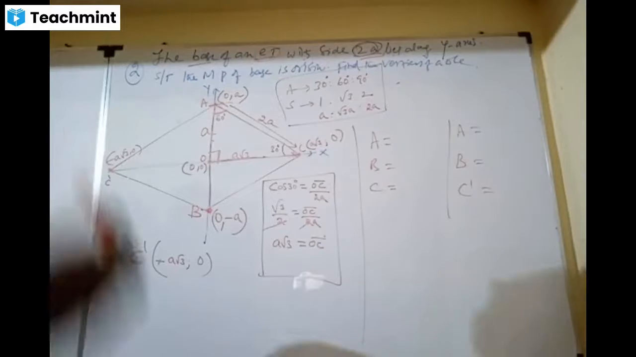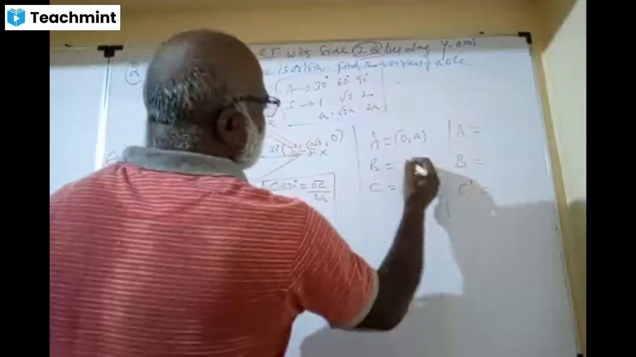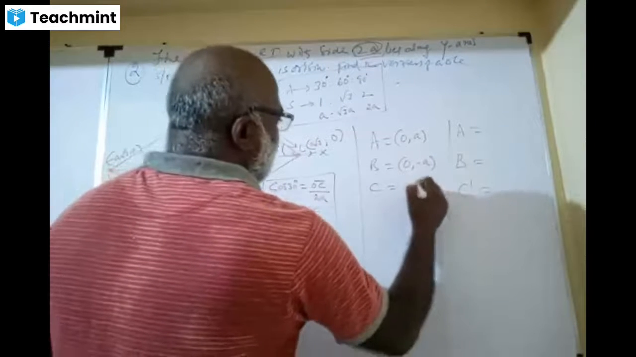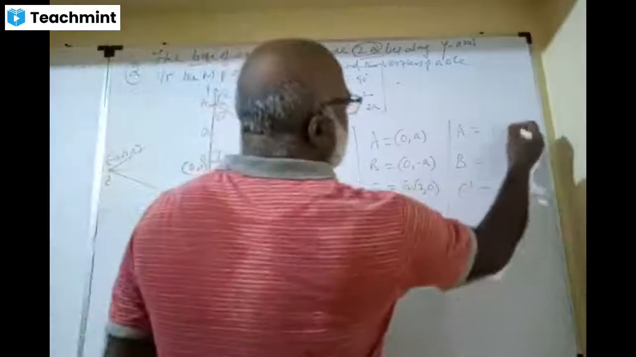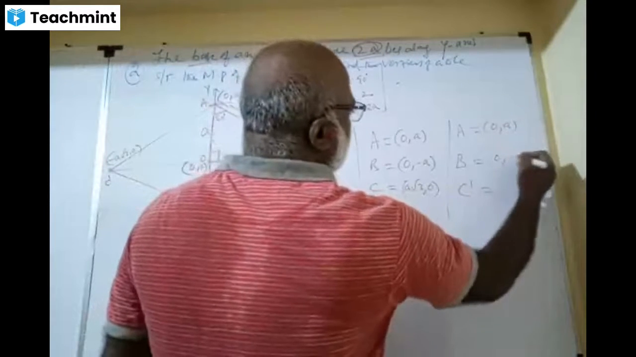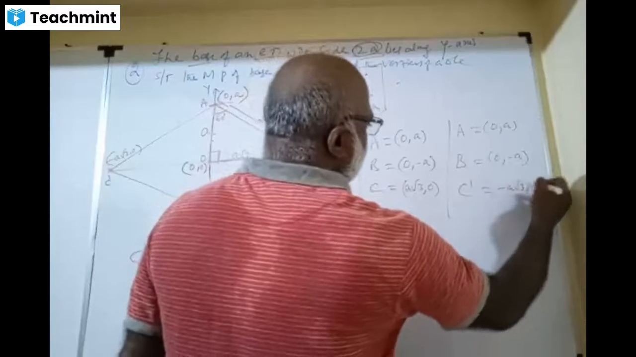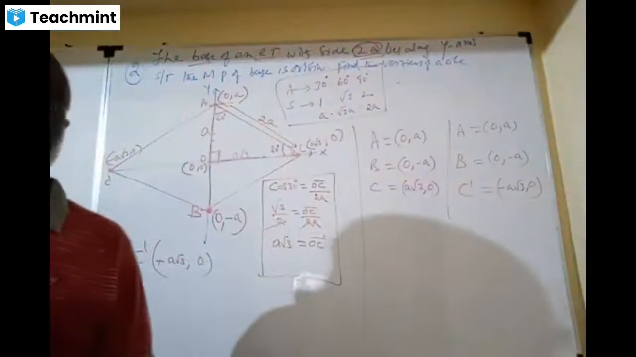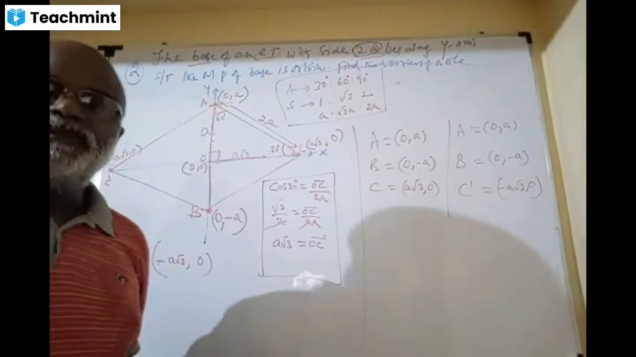For A, what is it? 0 comma A. B is what? 0 comma minus A. C is what? A root 3 comma 0. Again 0 comma A, 0 comma minus A. That's all, yes. These are the coordinates.